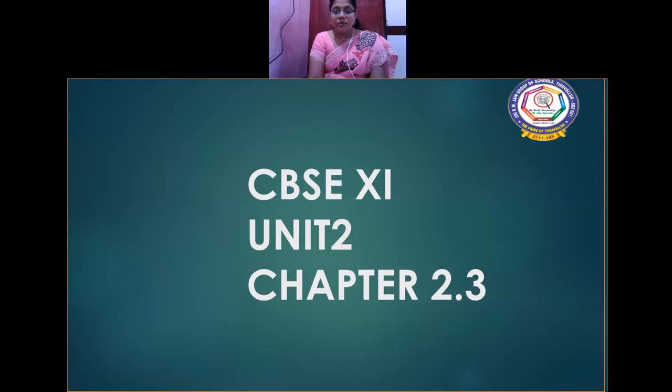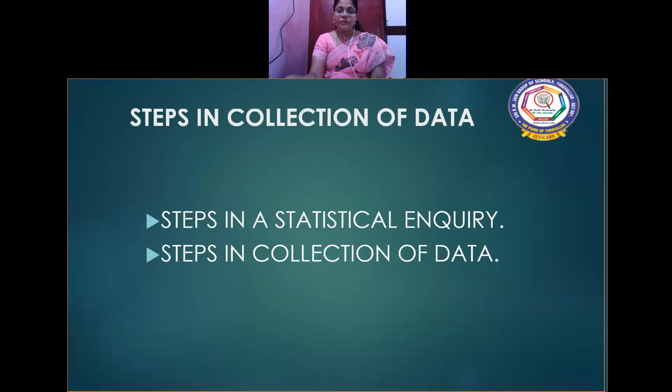We are going to start our chapter 2.3. Our topic is steps in collection of data, and under that we are going to discuss different steps that are involved in statistical inquiry and steps in collection of data. These are the two topics we are going to discuss.